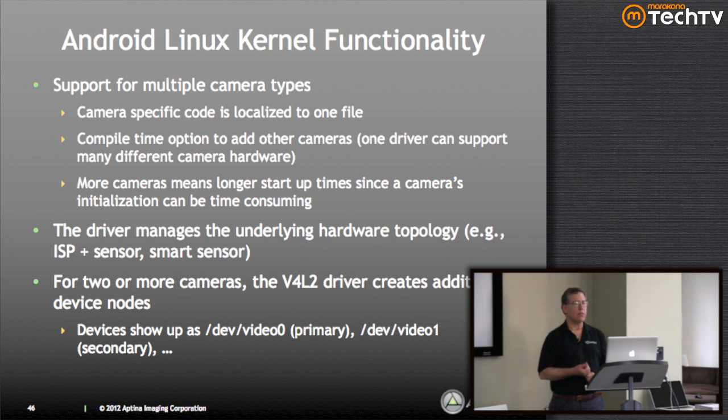Usually these are all done at compile time, so you pick out the cameras that you're going to use, one or two, front-facing, back-facing, and compile them in. You want to keep these to a minimum. You don't want to compile them all in because it takes a long time to initialize cameras. And Video for Linux exposes these cameras as devices in the dev directory, video0, video1, etc.